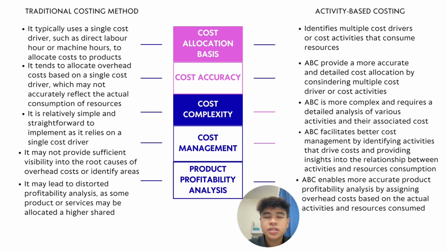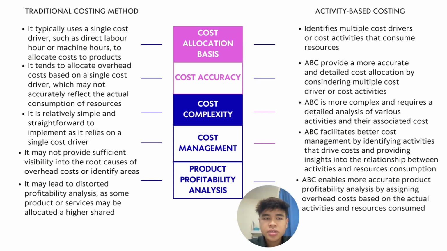In the traditional costing method, it tends to allocate overhead cost based on a single cost driver, which may not accurately reflect the actual consumption of resources. But in activity-based costing, ABC provides a more accurate and detailed cost allocation by considering multiple cost drivers or cost activities. The third one is cost complexity.